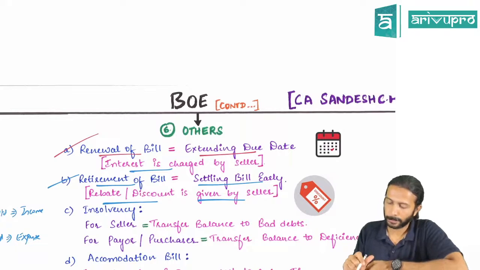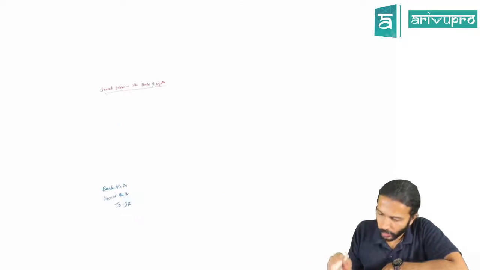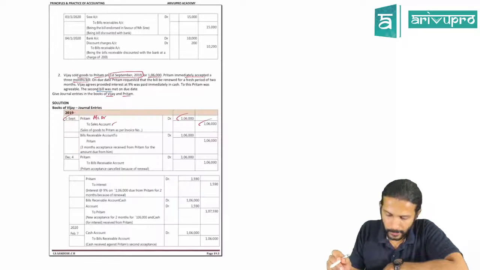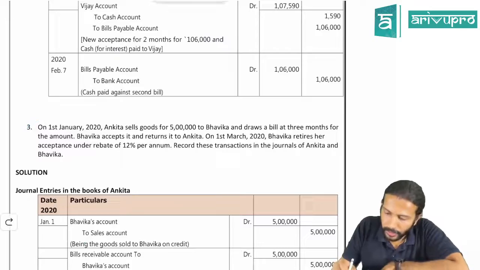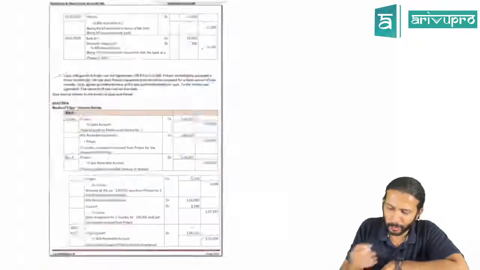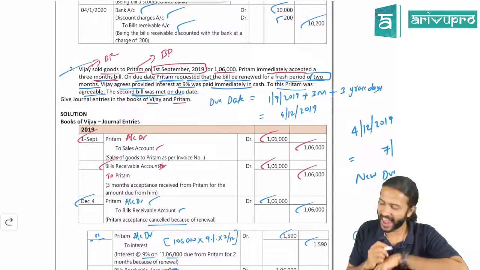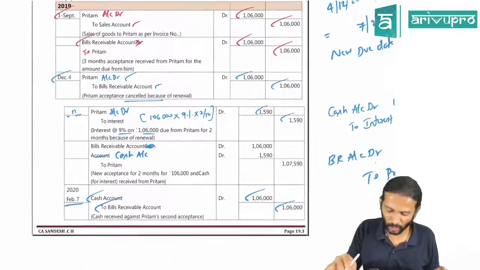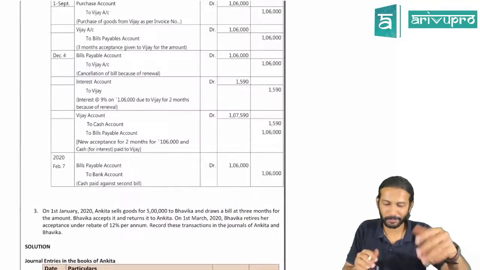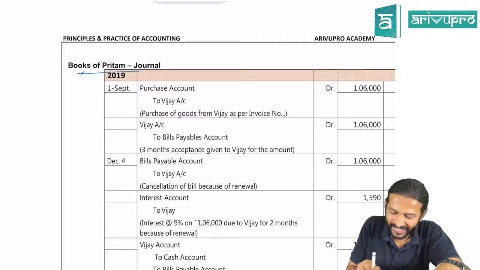Can we? Okay, question number 3, let's come to it. In the previous problem, for Vijay's books we had to pass the entry also. Actually they asked Vijay and Preetham, and Preetham we didn't do. Can we do it? First problem, why skip it? Why give it as homework? We'll do that and then come back. Would that be okay with you? Yeah, fine. All right.